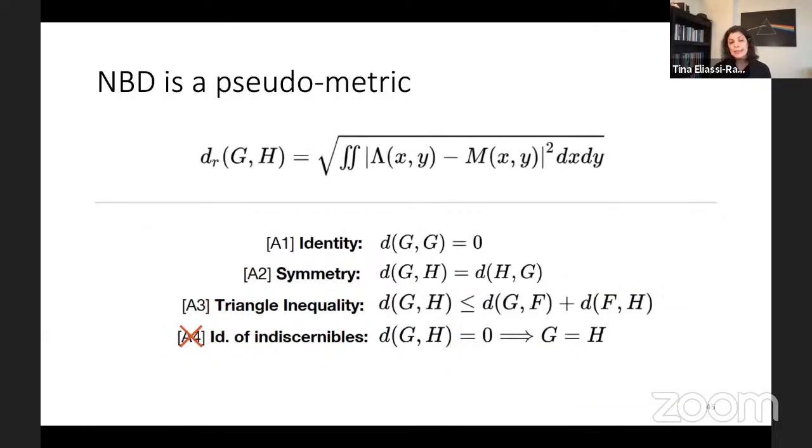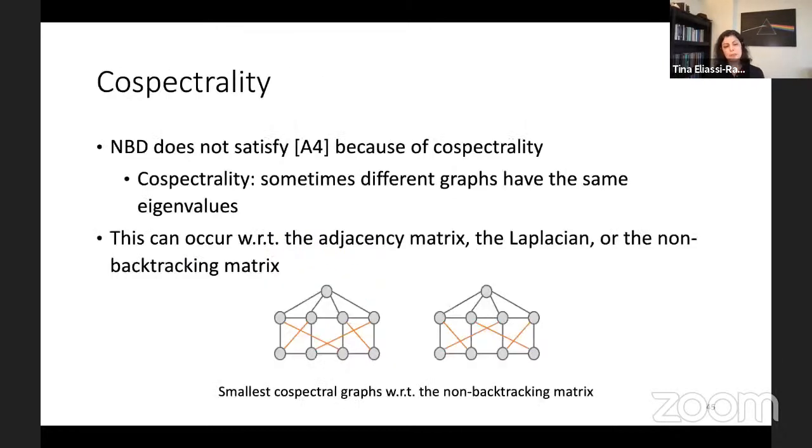Now, when NSF gave us money to work on this, they wanted us to look at distances that are metrics. Unfortunately, our non-backtracking distance is a pseudometric. It is not a metric. And the reason is that you can give me two graphs and I will tell you that their distance is 0, but the two graphs are different. And the reason for this is the co-spectrality, is the way that I'm computing the number of non-backtracking cycles.